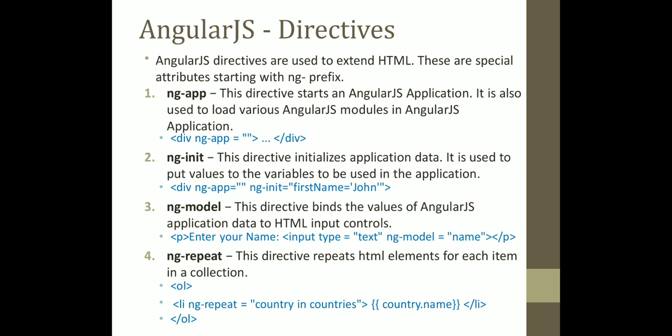The AngularJS directives are used to extend HTML, and these are special attributes starting with the ng prefix. The directives are markers on a document object model element that tell AngularJS to attach a specified behavior to that DOM element, or even transform the DOM element and its children. Okay. In short, it extends the HTML.